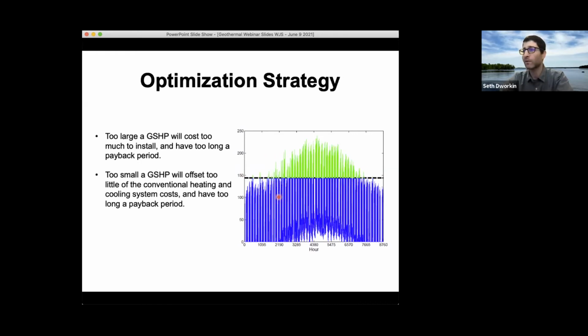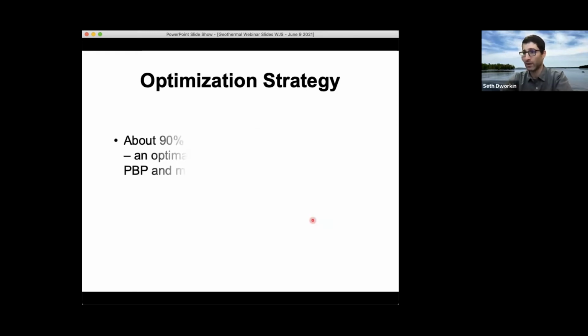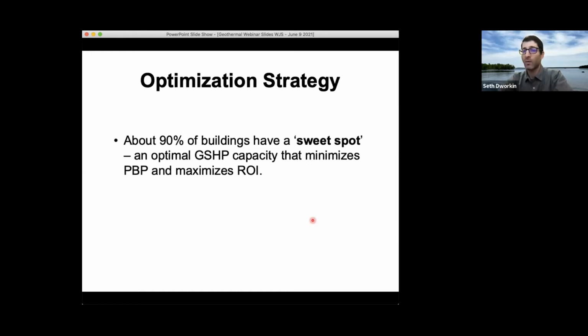But if you draw that line too low, you'll have too small a ground source heat pump, and that will offset too little of the conventional heating and cooling system costs and also have too long a payback period. What we've found is that about 90% of all buildings, and we've looked at Canada and the United States, different types of buildings and different types of usage.